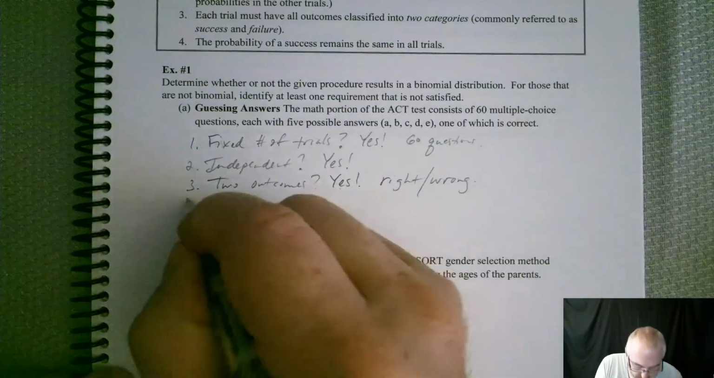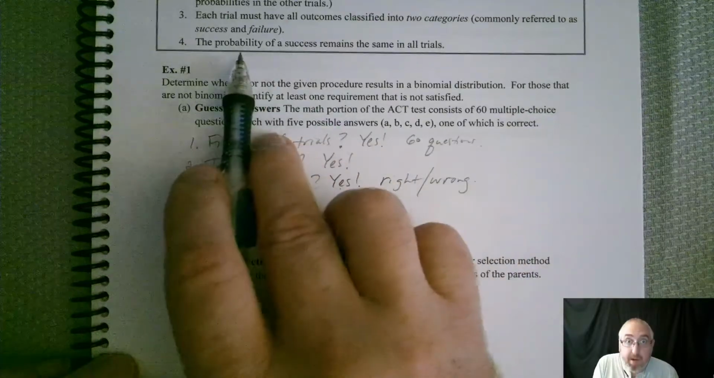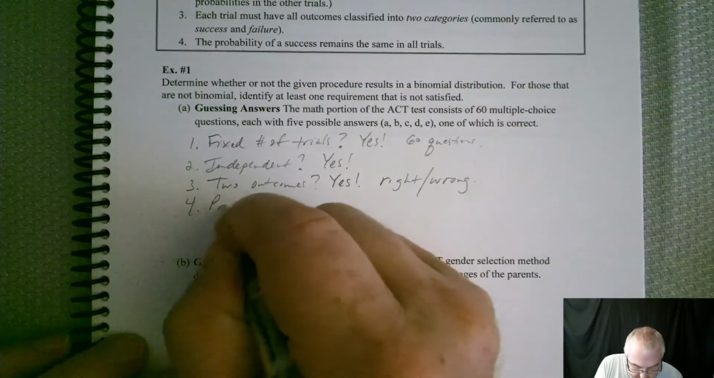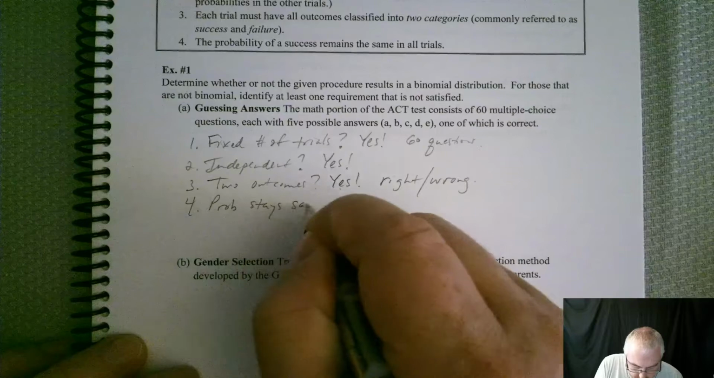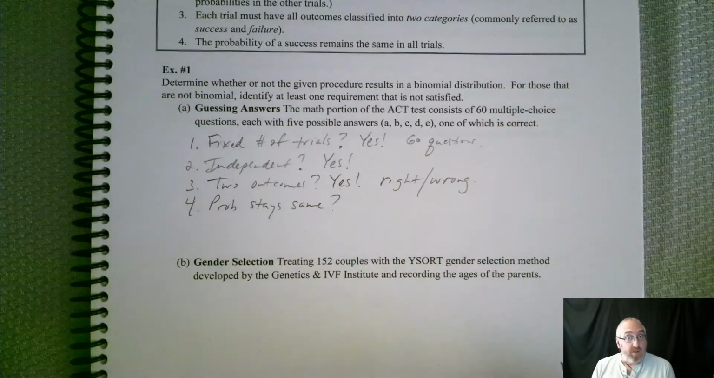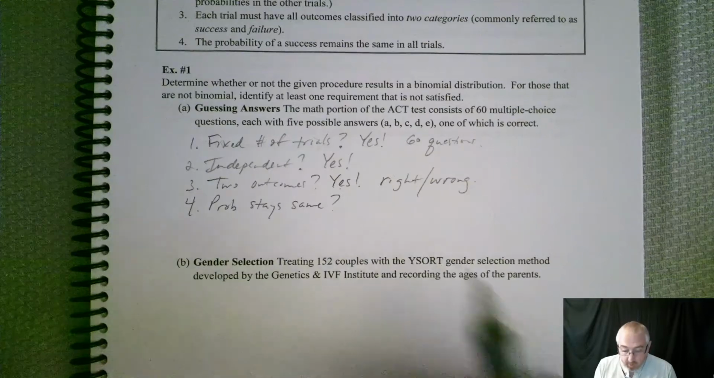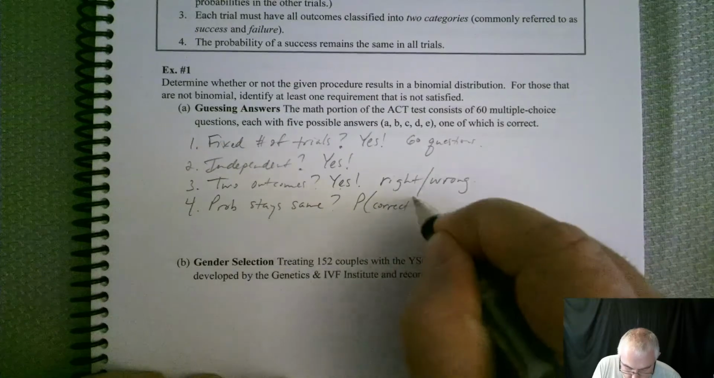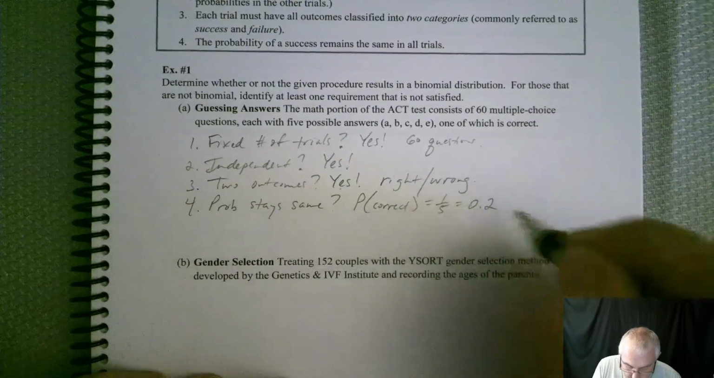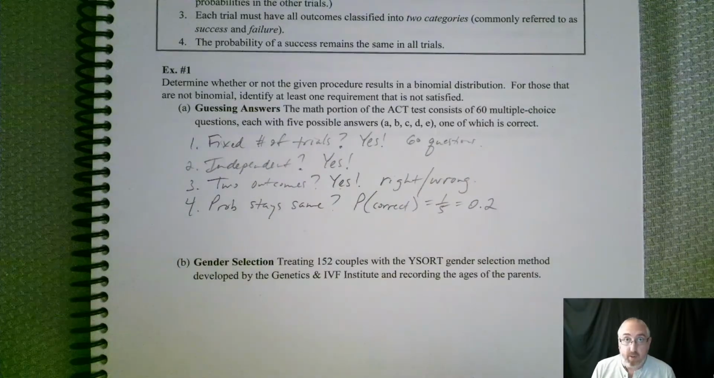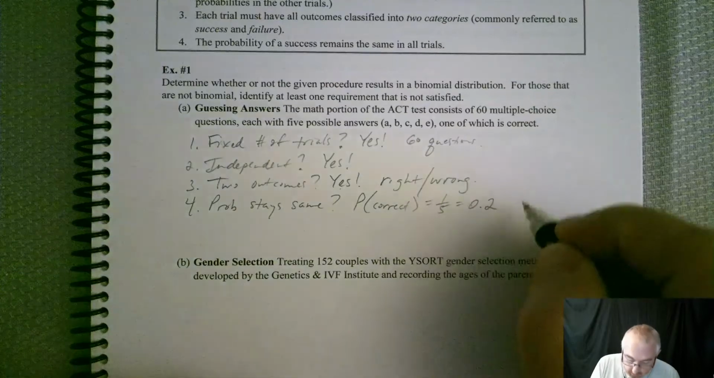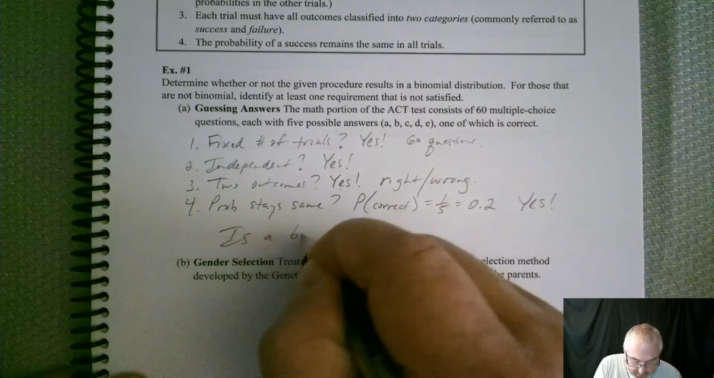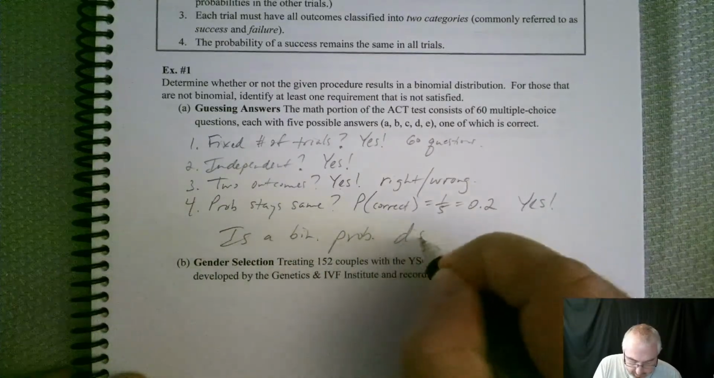All right, almost there. 4, the probability of success remains the same in all trials. So what's the probability of success in this case? Well, it's a 1 out of 5 chance, right? One of those 5 answers is correct, which is 20% or 0.2. And it's always going to be that for every question. So all of these are satisfied. So this is a binomial probability distribution.